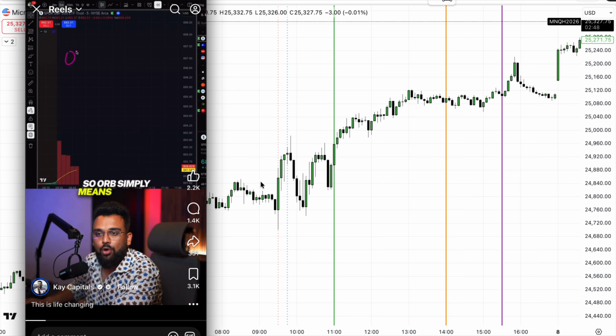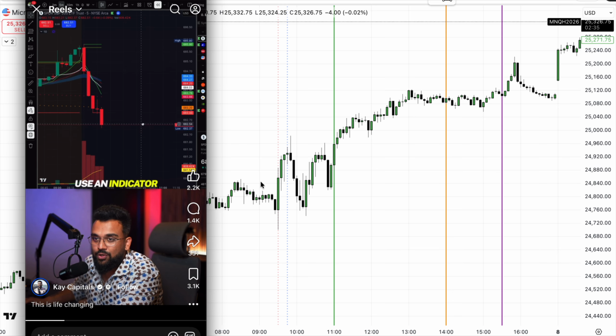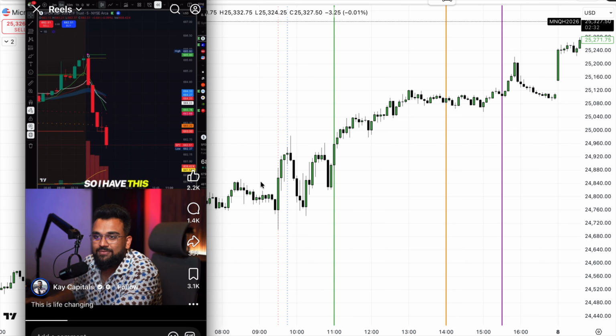So ORB simply means opening range breakout. That means the first 15 minutes highs and lows. The market opens at 9:30, so 9:30 to 9:45. That's 15 minutes. Whatever the highest point and the lowest point is, you're going to mark that on your chart. Now, I personally use an indicator to do so. It just saves me time.